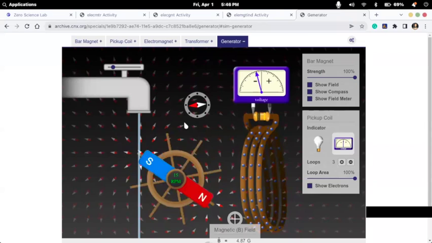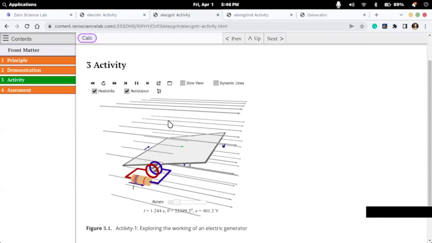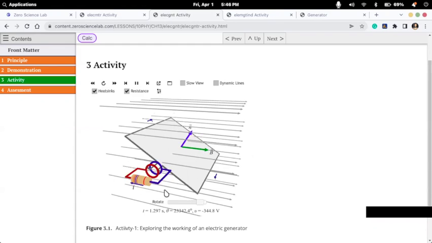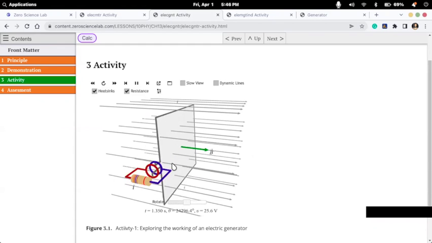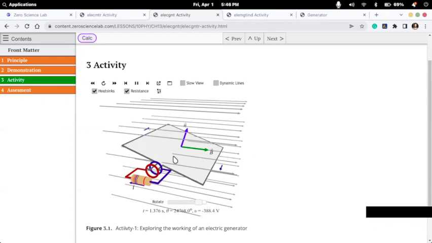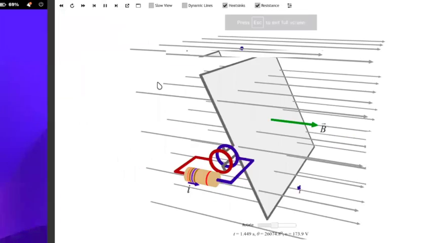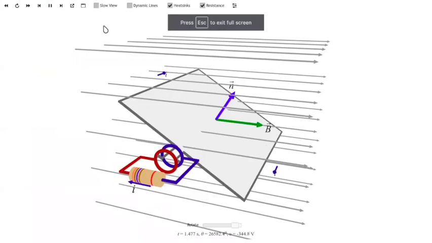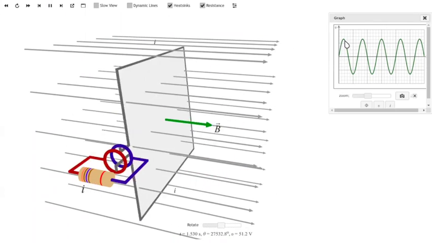But here I have a huge magnetic field, or a huge magnet. Inside that magnet, I am putting a coil in the shape of a rectangle. Two ends of that rectangular coil are connected to a resistor. If I rotate that coil inside this magnetic field, I am getting the voltage or current, right? You can see it bigger. Now you can see the graph, whether there is a voltage or not.